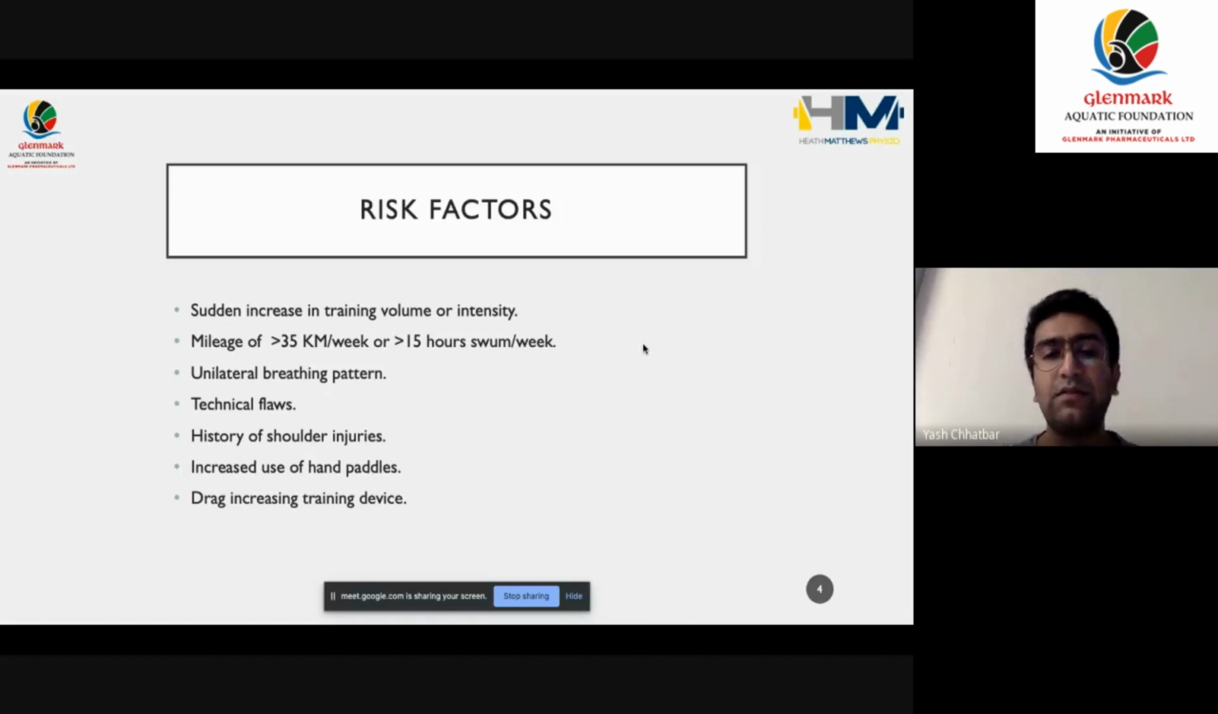Increased use of hand paddles. The surface area adds more to the drag forces, and the more the drag force and the more the volume of training, the more chances of you getting a shoulder strain. This doesn't mean that you should tell your coaches, please, Yash has told me that drag paddles have a high risk. No, obviously everything is in moderation. I'm not saying that you should not use hand paddles, but these are risk factors which can be managed with a good amount of strategy and moderation in terms of training volume.